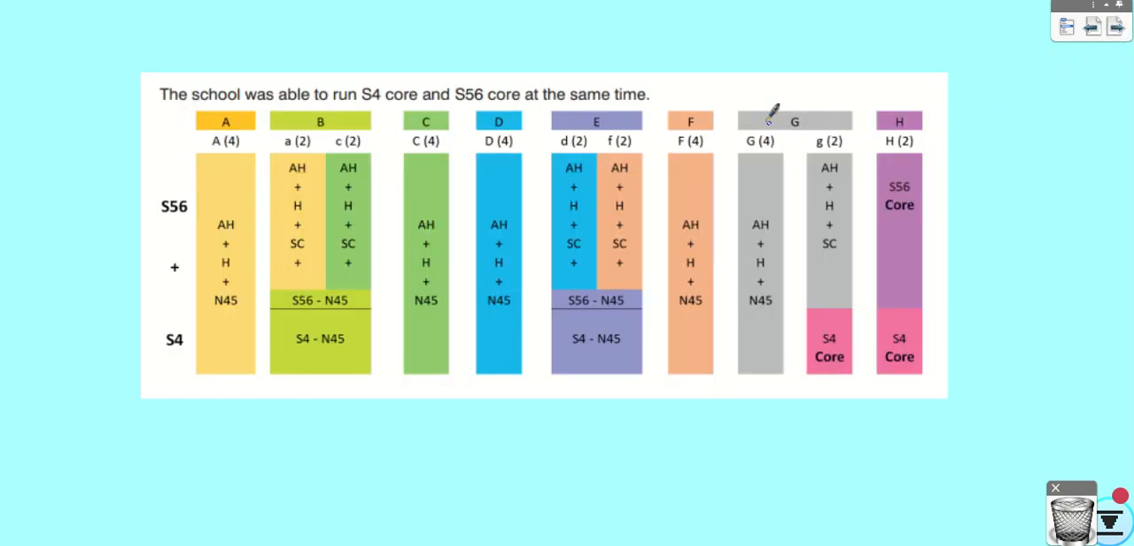This is the Lesmahagow model from that PDF. You can see I've got S5 plus S4. So column A, 4 period column, so advanced higher, higher than that 4. And for those that are doing advanced higher, higher, there's little a, so that's your extra 2 periods, as you can see here.